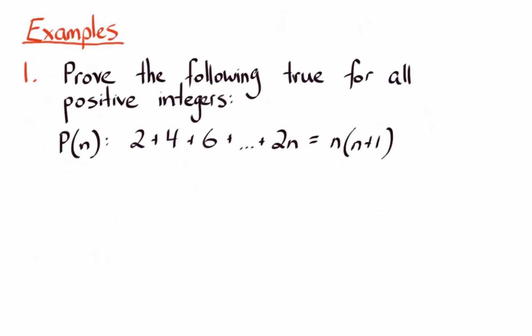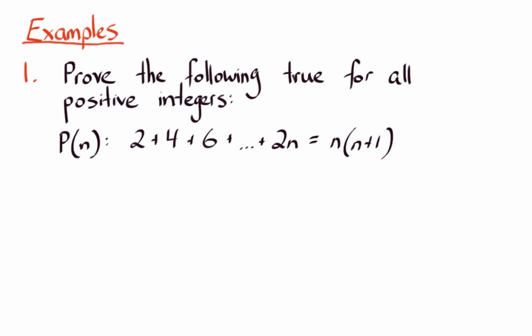Prove the following true for all positive integers. So our proposition is 2 + 4 + 6 and so on plus 2n equal to n outside of n+1. So we have a series here on the left hand side that'll get bigger as we go further and further along with different values of n, and we've got to prove that that's always going to be equal to this right hand side, n outside of n+1.